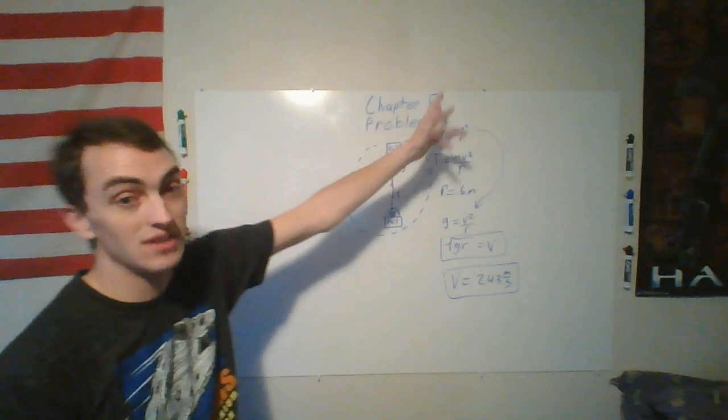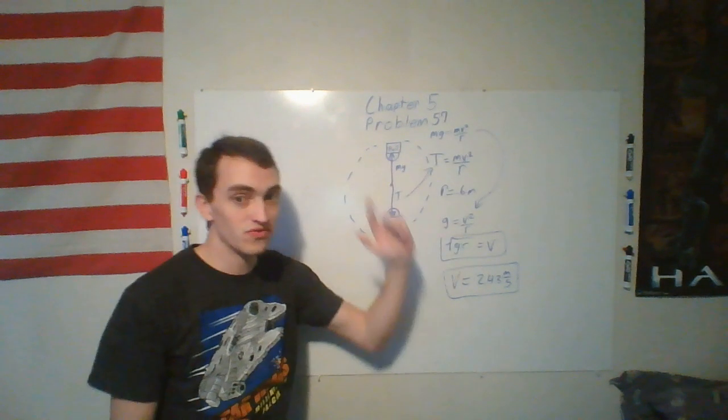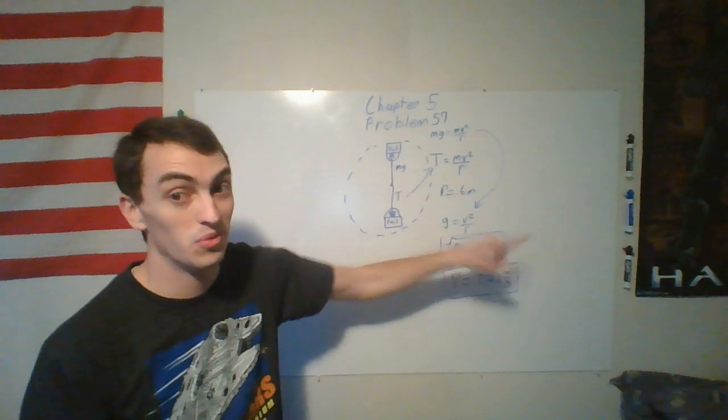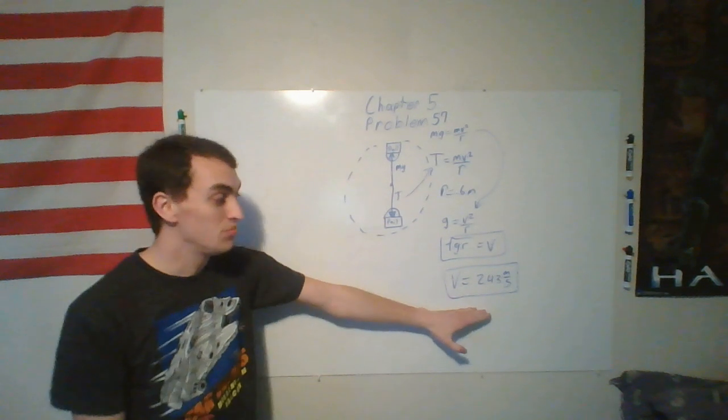Throw it down here, mass on both sides, get rid of that. g equals v squared over r. So if we take the square root of g times r, we'll get the velocity. So our velocity is 2.43 meters per second.